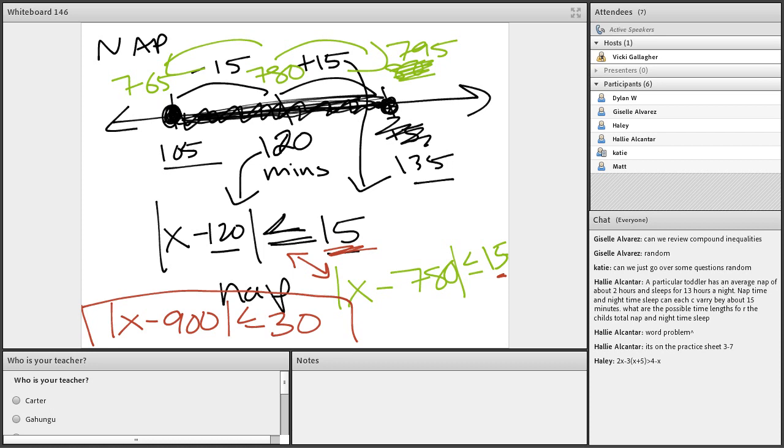That was super confusing, I think. I'm sorry if that was super confusing. And again, I don't know that there will be one that tricky on your test tomorrow. I think it'll be a little bit more straightforward with the word problems.